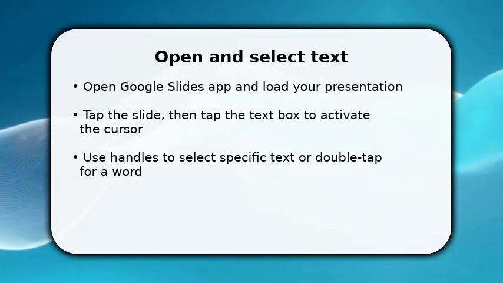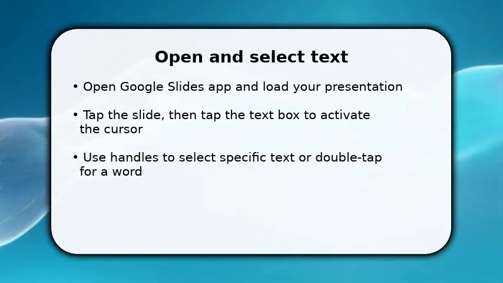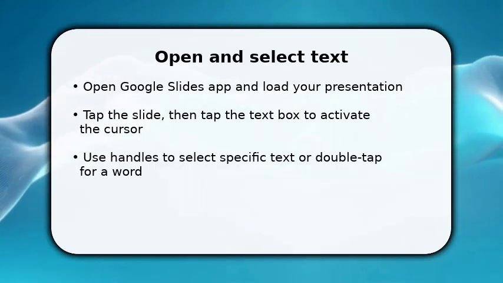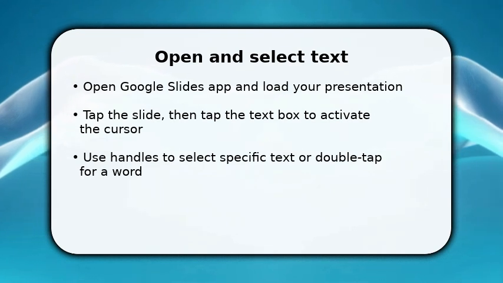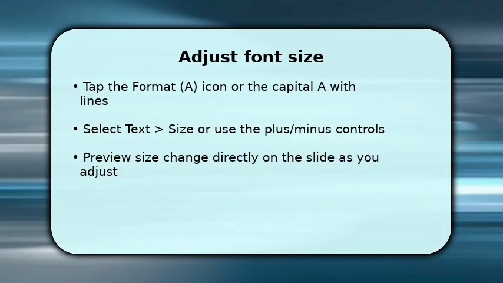If you only see the box and no toolbar, tap again or briefly tap outside then back, so the app refreshes the selection state before moving to font size controls. You now change the size. Tap the format icon, the one with lines, then choose text and size.